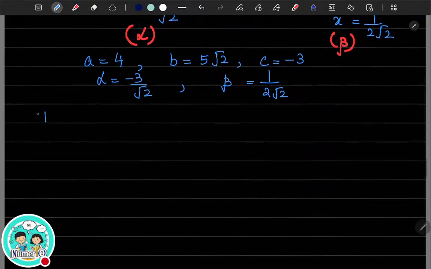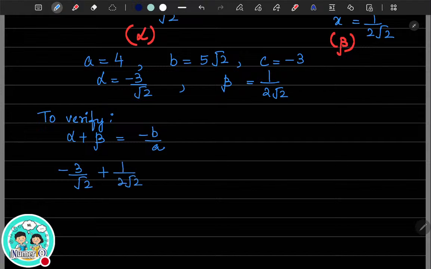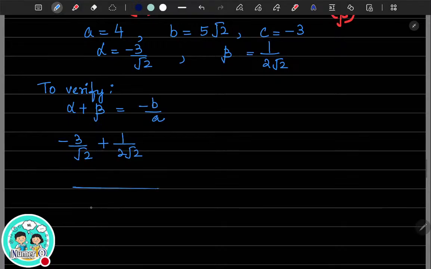So in order to verify, we know alpha plus beta is equal to minus b by a. Alpha is nothing but minus 3 by root 2 plus 1 by 2 root 2. So what will be the LCM? The LCM will be 2 root 2. So the numerator will be minus 6 plus 1, so you will have minus 5 by 2 root 2. This will be your LHS is equal to minus b by a. So minus 5 root 2 by 4.